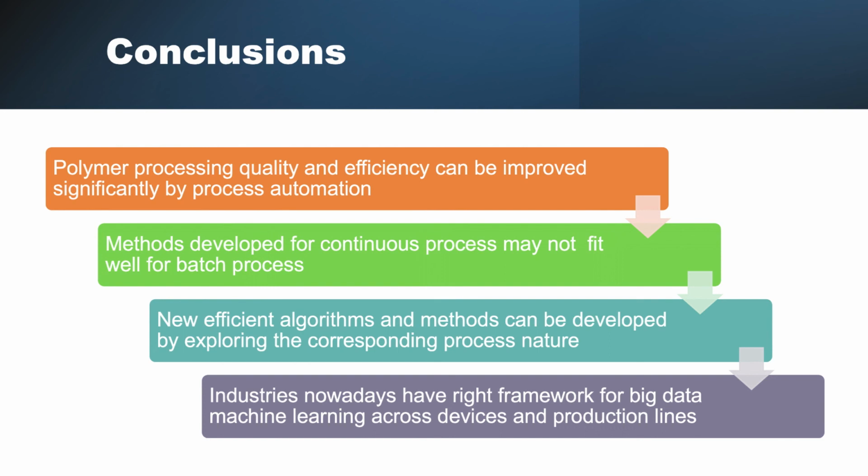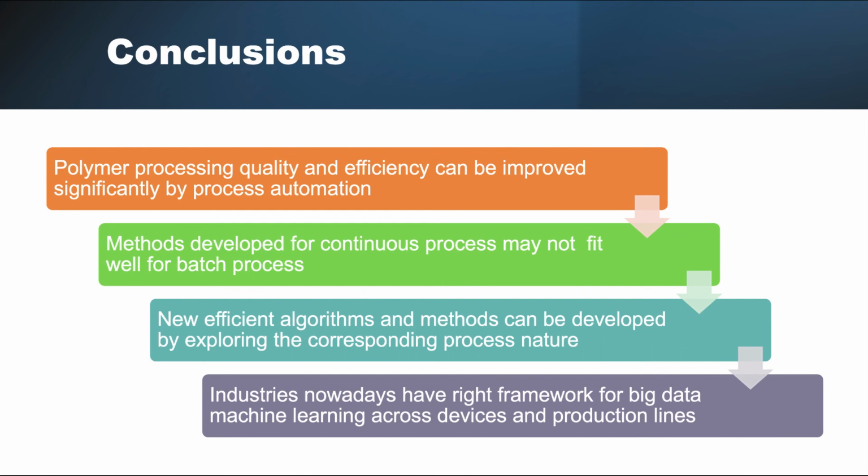By exploring the corresponding process nature, we can develop new and more efficient algorithms and methods. And with that, particularly today with IoT, 5G, and faster internet, we really can connect different devices and different production lines together. We should be able to do real big data machine learning work across different lines. So that's all my talk.